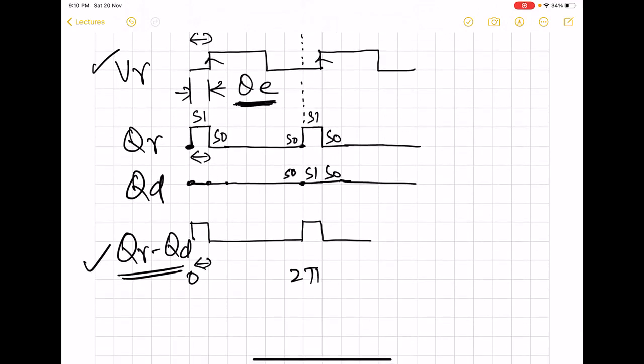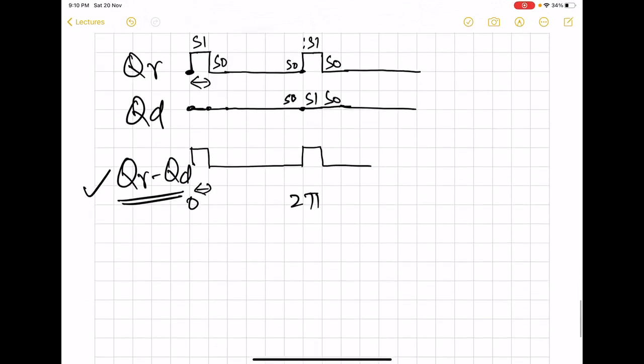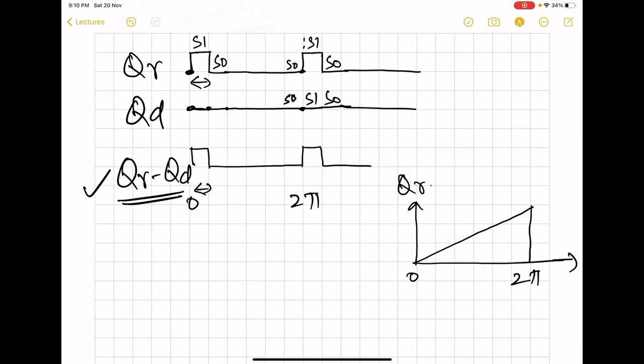So for the positive phase error, this value is going to increase from 0 to 2 pi, like that of the SR latch case. But unlike the SR latch, we need not create a pulse to make this circuit work. Even in real life, at this stage, we are only talking in terms of the state diagram. So this is QR minus QD average, or the DC of this signal.